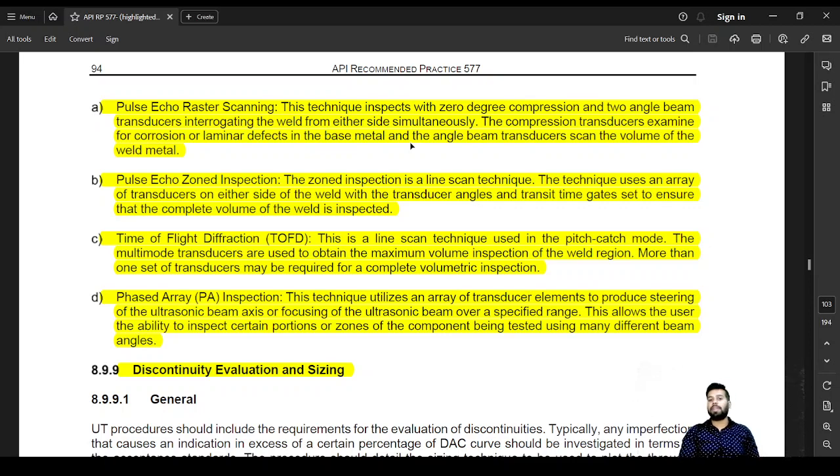Pulse zone inspection can also be done. So zone inspection is a line scan technique. The technique can use an array of transducers on either side of the weld with transducer angle and transit time gates to ensure that the complete volume of the weld is covered. So these are some advanced techniques that are used. In most cases, these will not be generally used, but it depends on what kind of operation we are working with. Next, the most commonly used are TOFD and phased array.